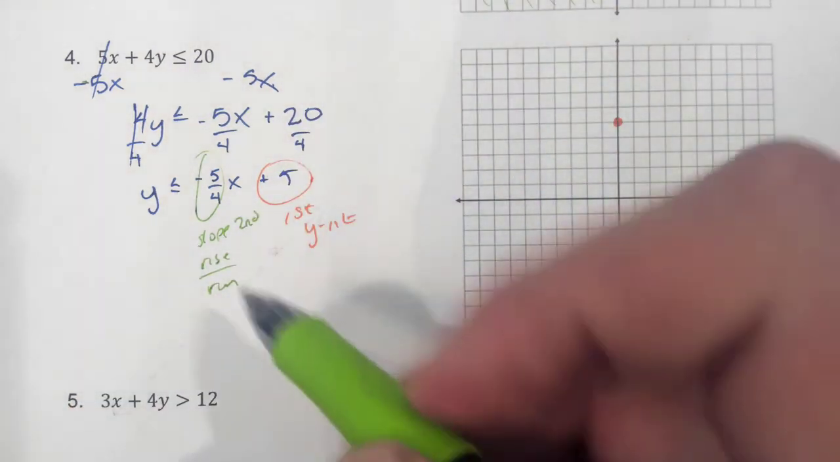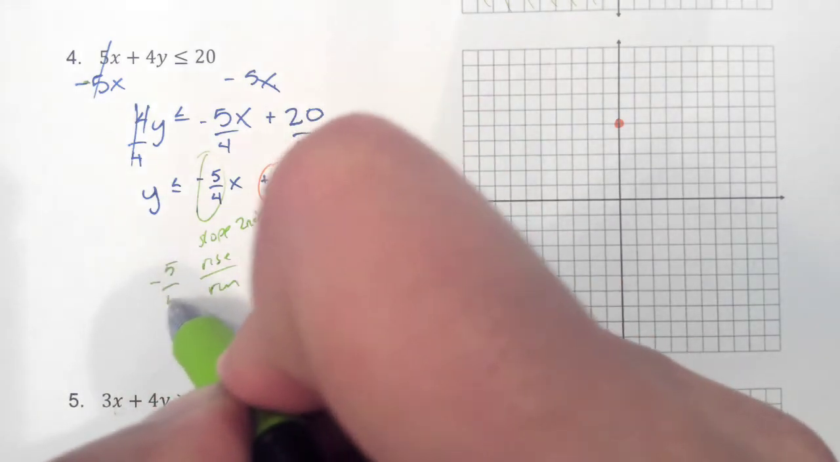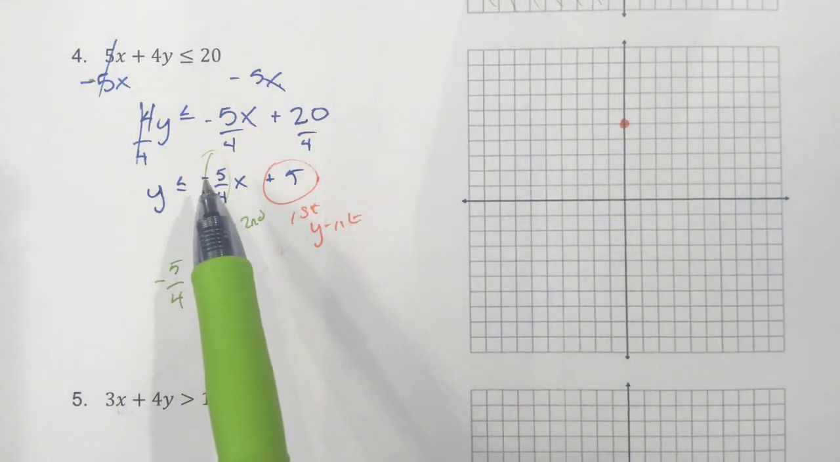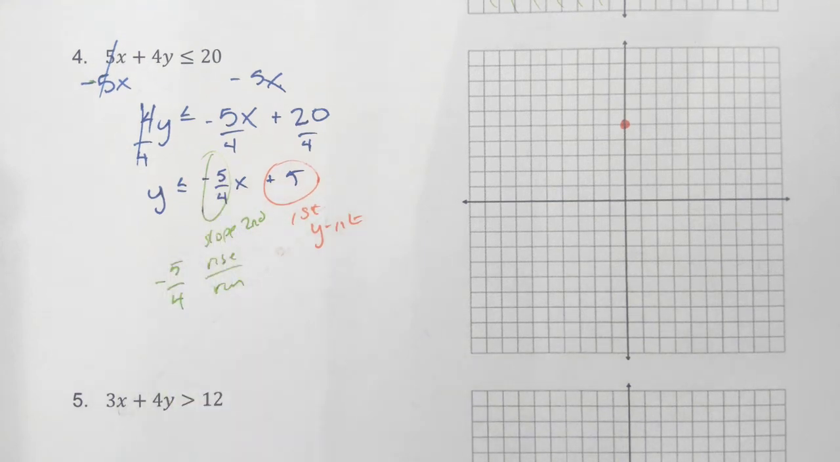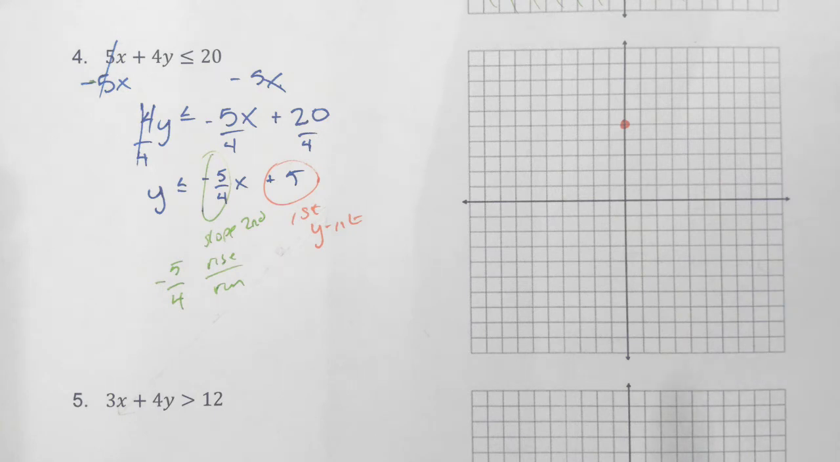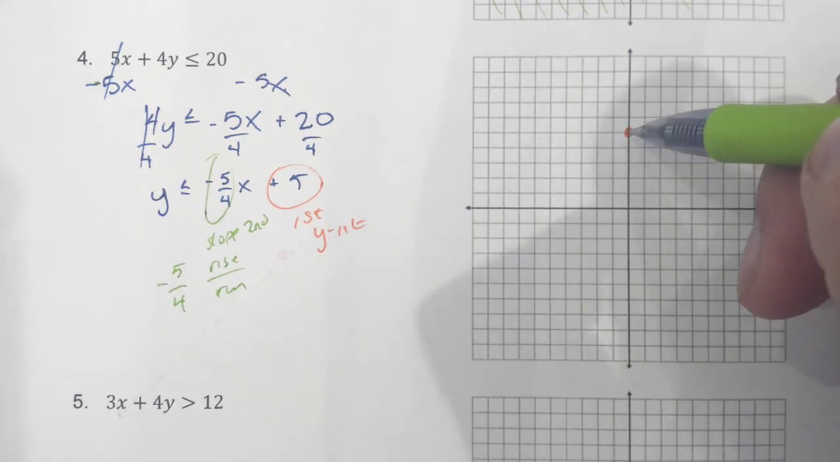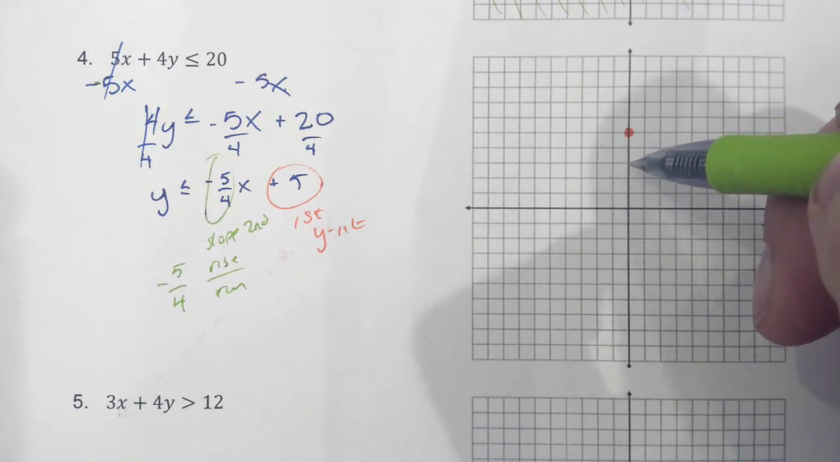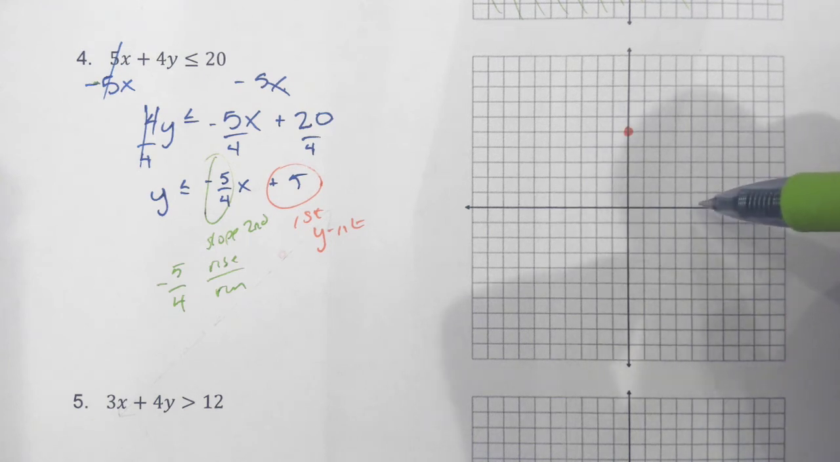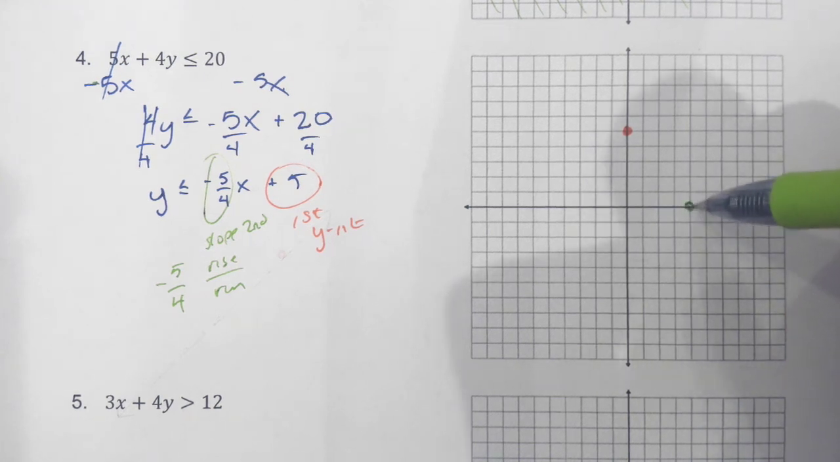Okay. So that's telling me to go down 5 and right 4. Remember, the negative only goes with one of the numbers, one or the other. Remember, a negative slope should be going down from left to right. If you applied the negative to both, it would be going up from left to right, and that's not right. So from this point, we are supposed to go down 1, 2, 3, 4, 5, and right 1, 2, 3, 4. We put our first point.